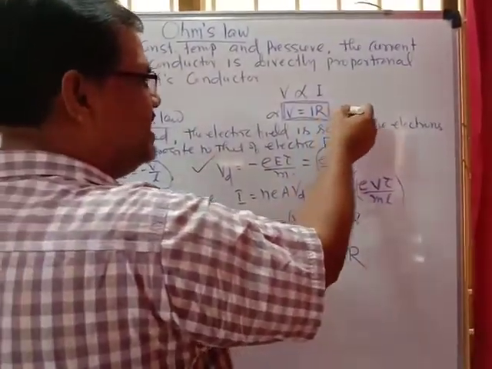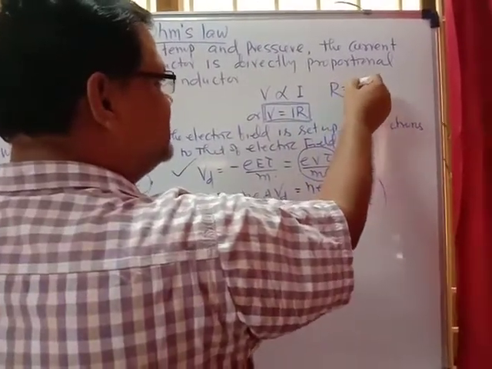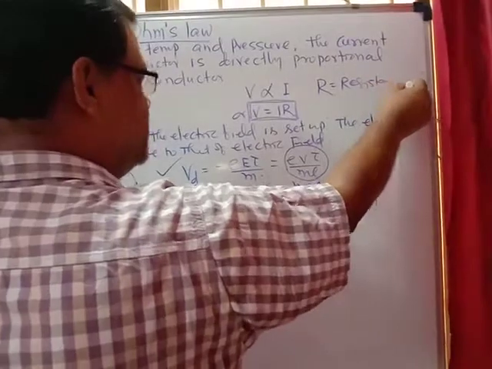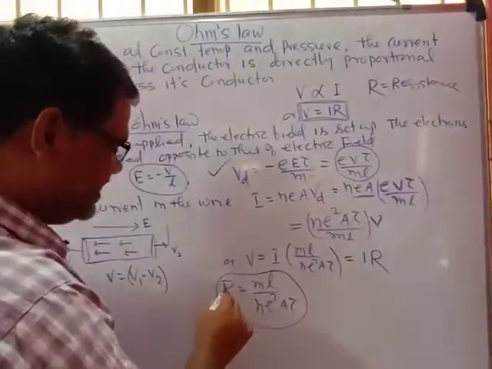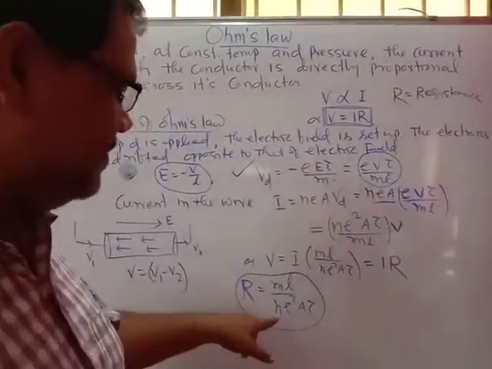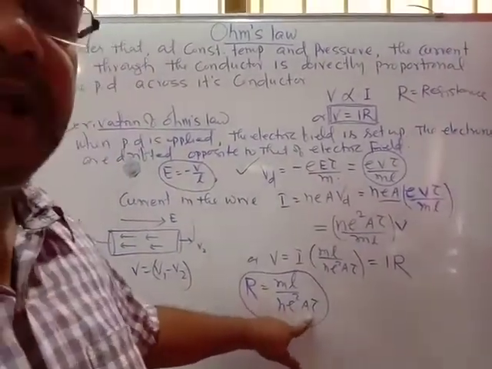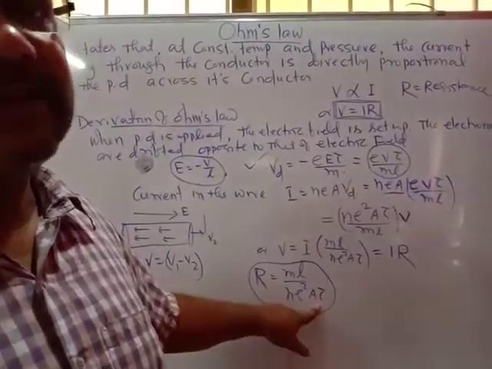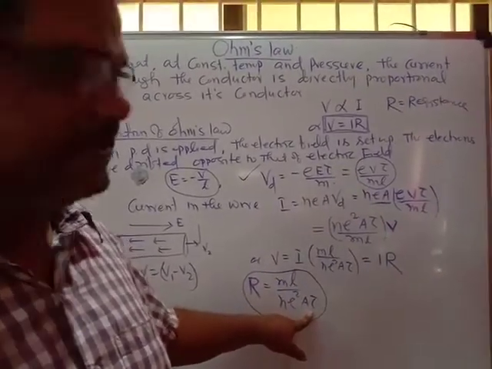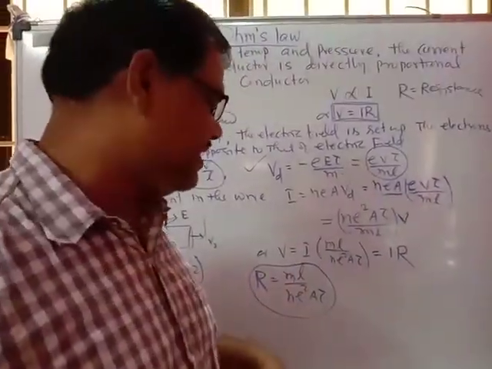The proportionality constant R is called the resistance. Hence the expression for the resistance of the conductor is m l upon n e square A into relaxation time. Resistance is that which opposes the flow of current through the conductor.